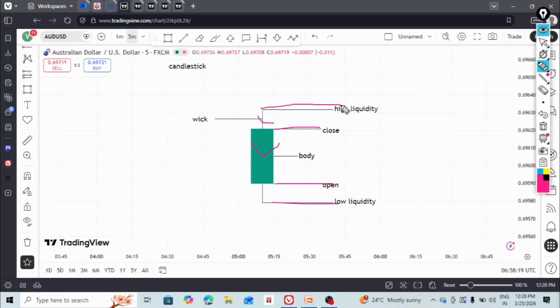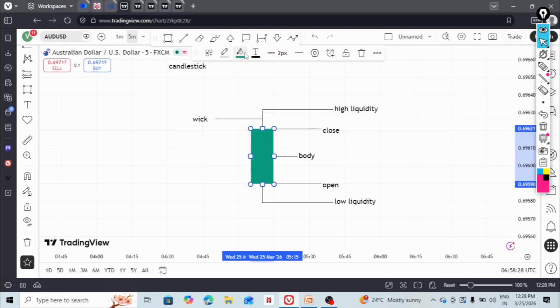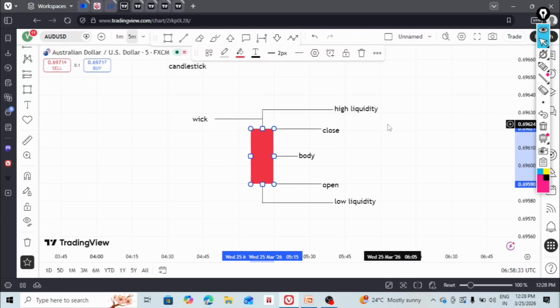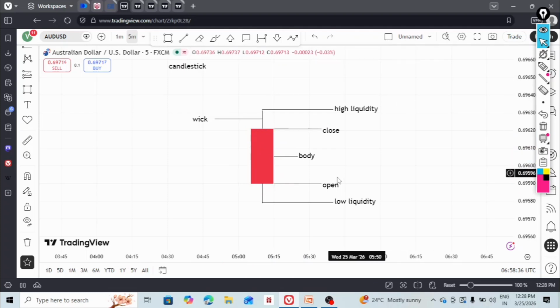Similarly, it's the same for the bearish candle. I will make this the red candle. For the bearish candle, the closing price is lower than the opening price, which means this will be the closing price here, and the opening of the candle will be here. Basically, the candle opened here, went up, went down, went up, and then closed at this level.